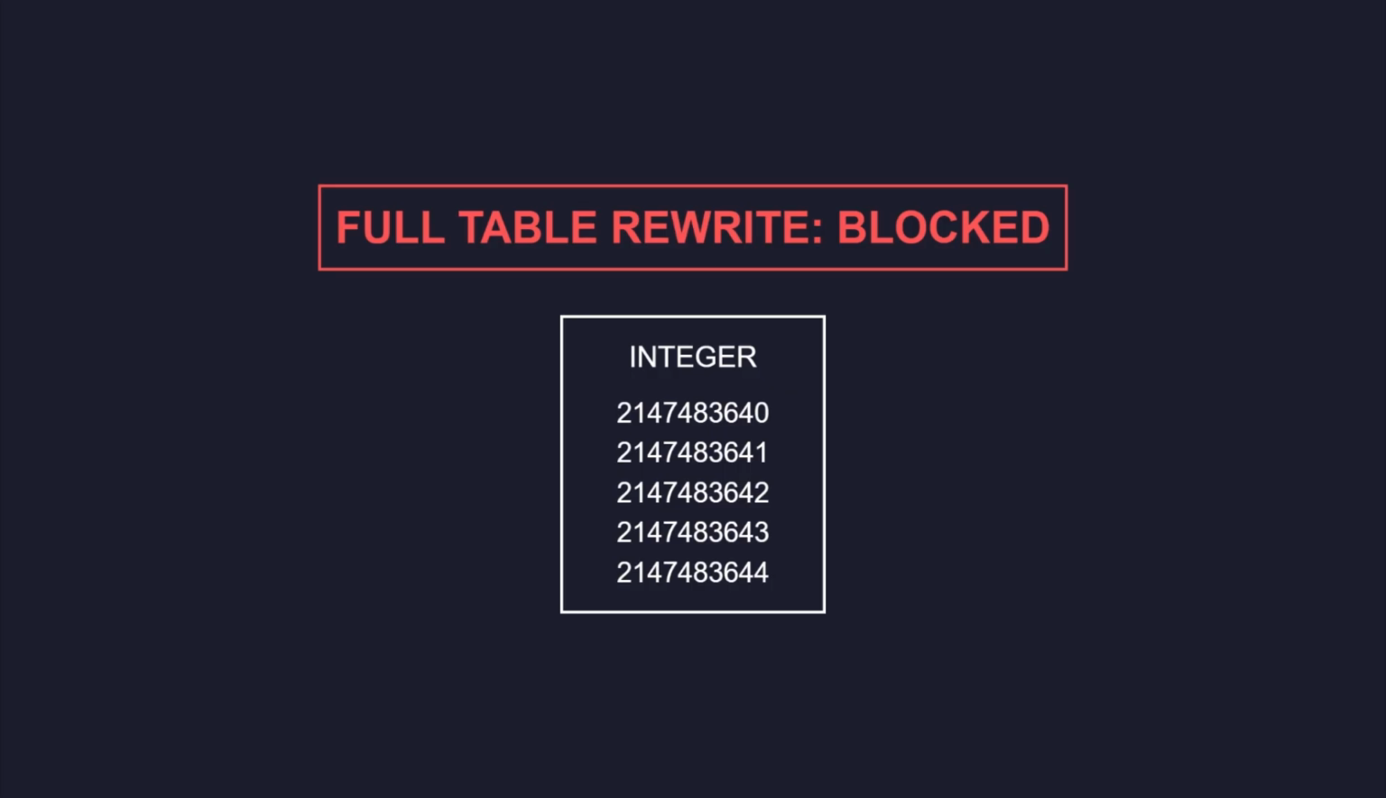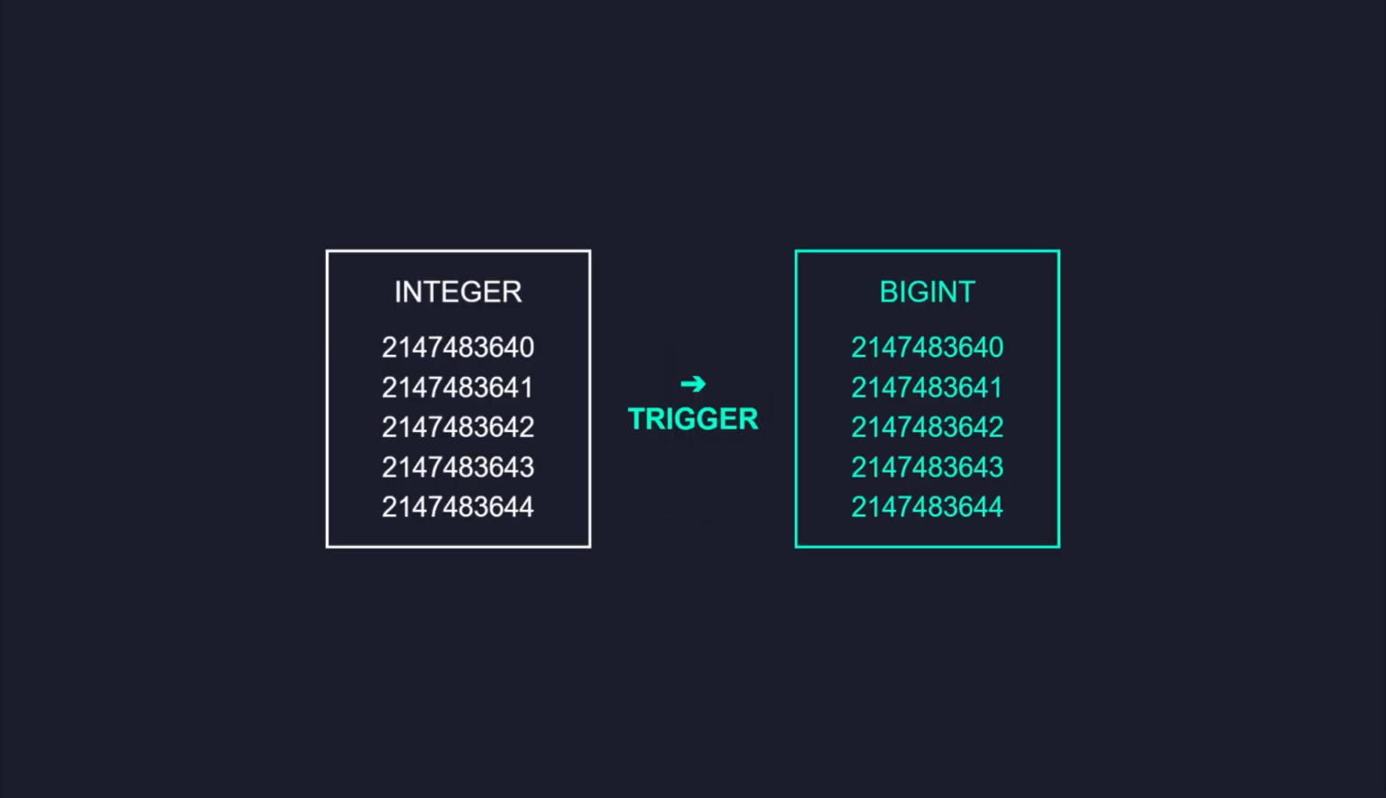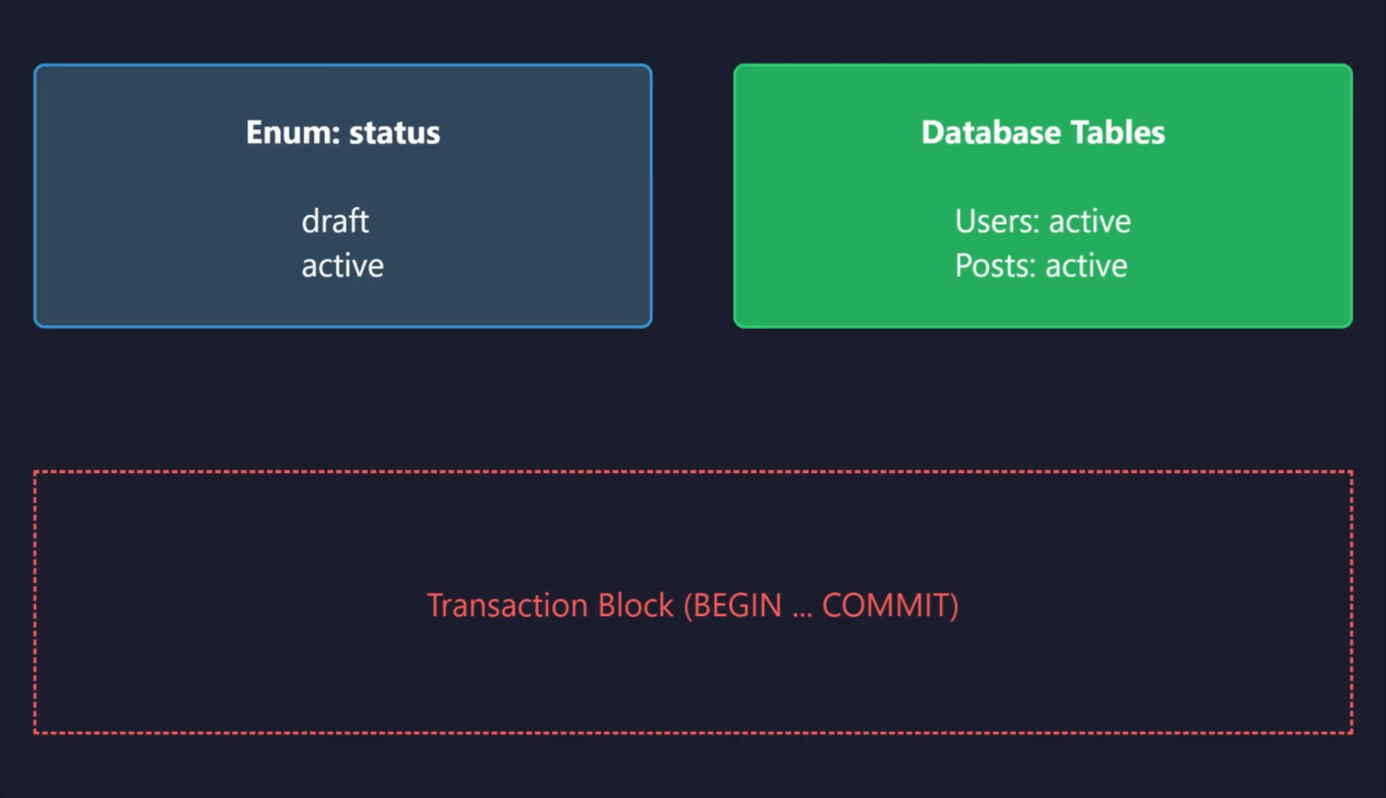Changing a column from integer to bigint is a common requirement as tables grow. You cannot alter the type directly without a full table rewrite. Use the shadow column and trigger method to perform this transition with zero downtime.